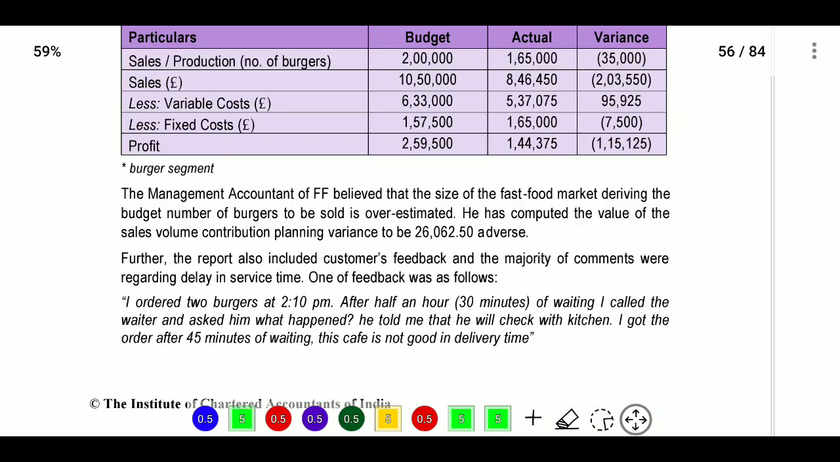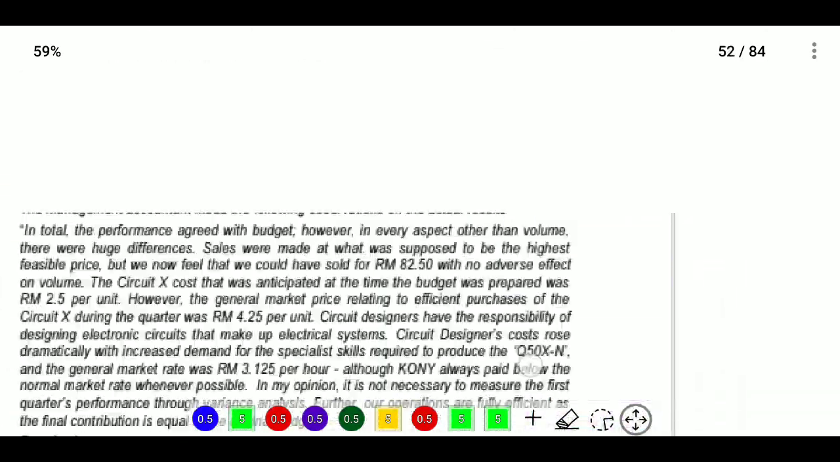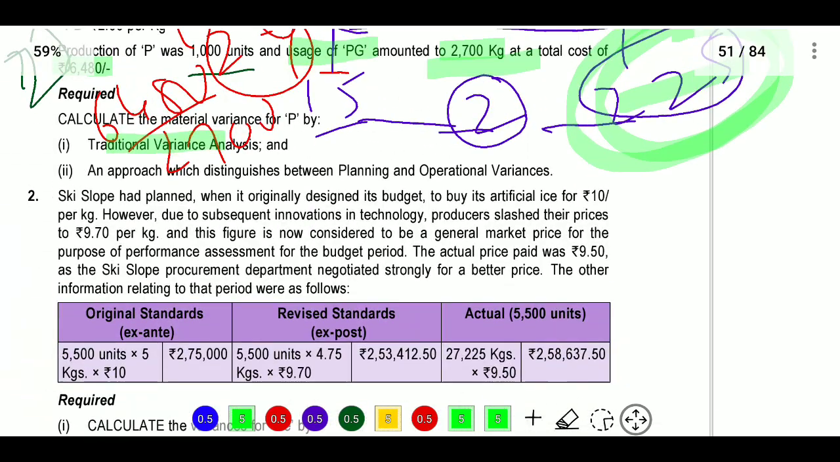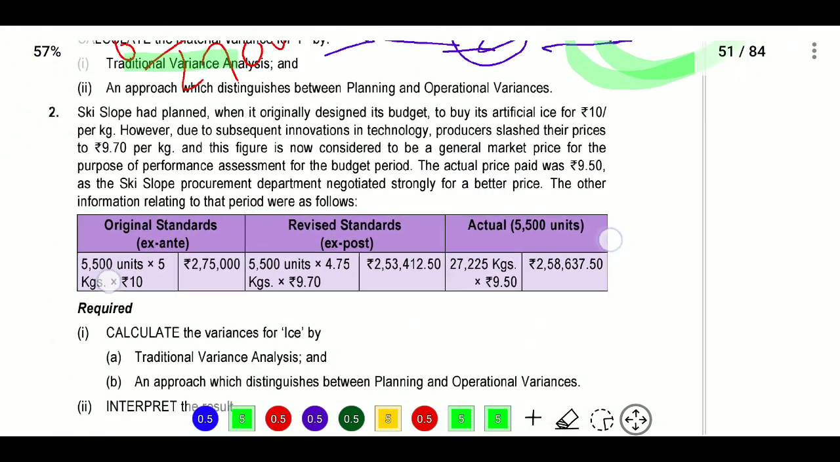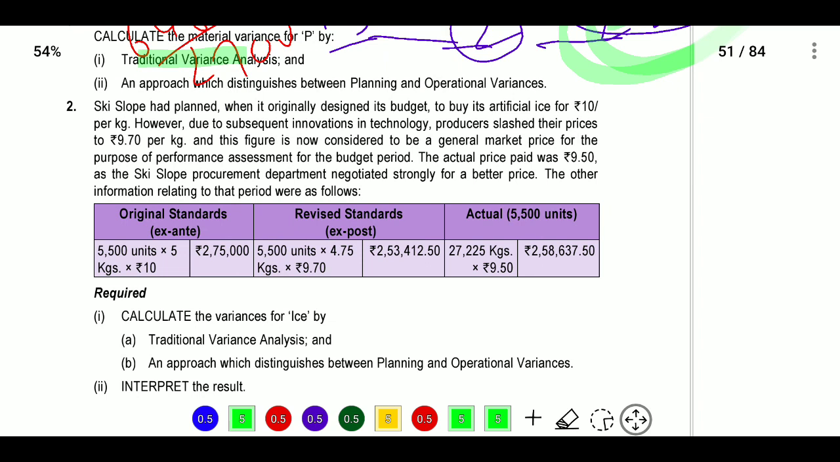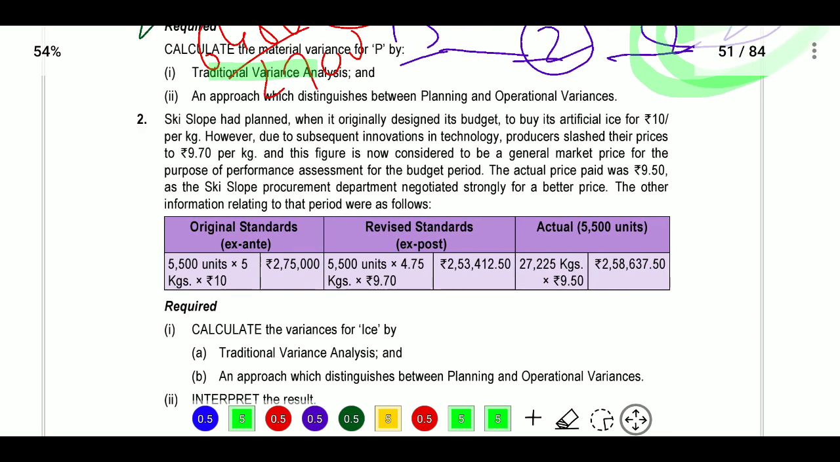What is there in the next question? I think I will write the answer here itself, then we will get clarity. Next, Skyscope had planned, when it originally designed its budget, to buy artificial ice at 10 rupees. So it is buying artificial ice at 10 rupees. Okay. It is planned, which means it is the standard price. It is the budgeted price, which we will use.